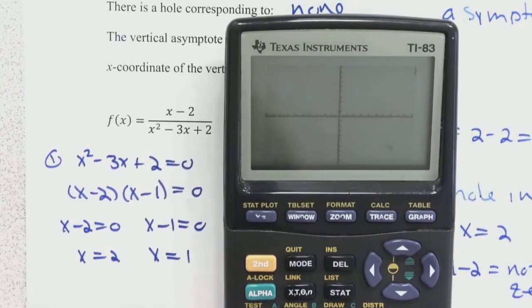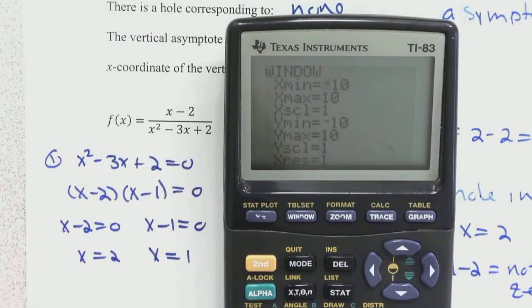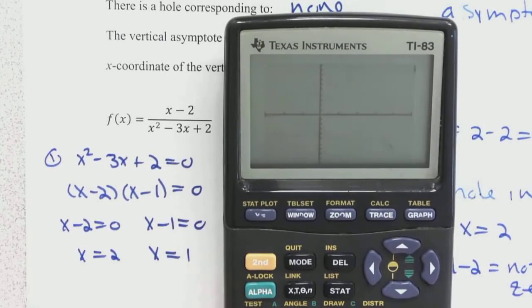If I were a student, I would have just hit the zoom 6, and I got that initially ugly picture. I don't particularly like that ugly picture, so maybe I would have said, but we know that we're looking at 1 and 2, so maybe -3 to 5. Graph that picture. And once I saw that picture, I do see an asymptote. Now, here's an interesting thing. Notice the picture I did there.